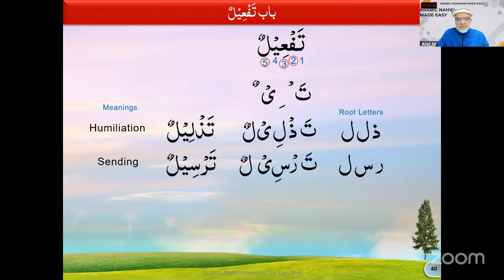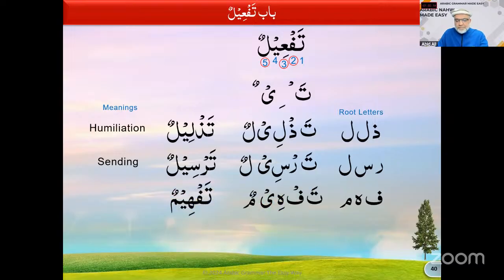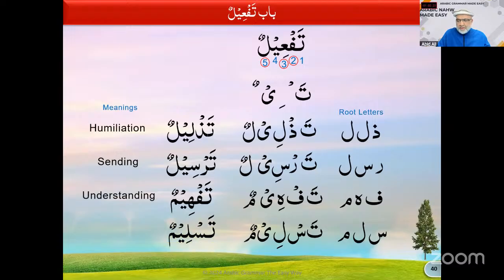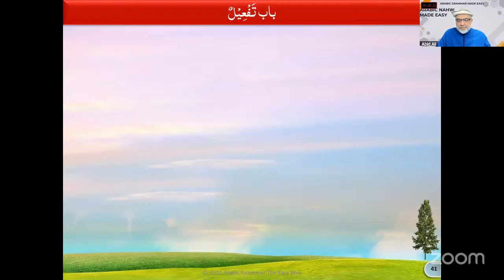And Ra, Sin, and Lam, that will be Tarsil. That means sending. Okay. Fa, Ha, Mim, it will become Tafheem. You see, that means understanding. Sin, Lam, Mim, this will be Tasleem. Okay, Tasleemun.